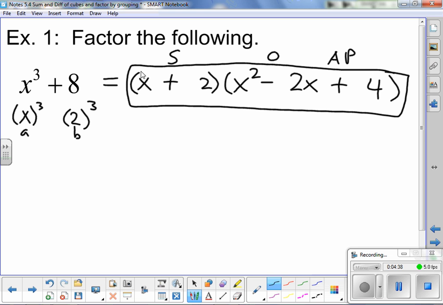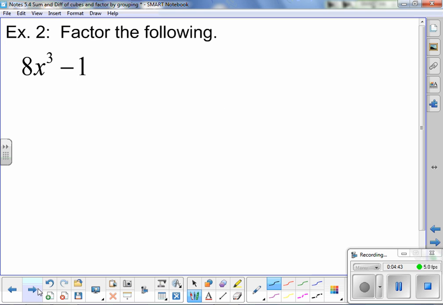All right. So that's how you use factoring sum of cubes. So let's try another one. Let's do the difference of cubes. So this one, 8x cubed. Remember, you got to group the entire thing. Find something that's being cubed. That's going to be a 2x being cubed. To get a 1, that's a 1 cubed. So there's your A and there's your B.